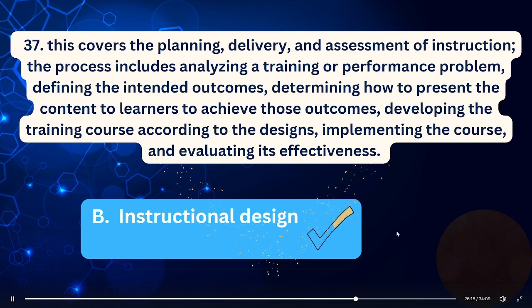The answer is letter B, instructional design. Instructional design covers the planning, delivery, and assessment of instruction. This is also the process that includes analyzing a training or performance problem, defining the intended outcomes, determining how to present the content to learners to achieve those outcomes, developing the training course according to the design, implementing the course, and evaluating its effectiveness.